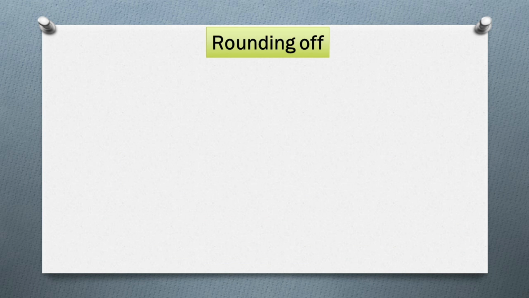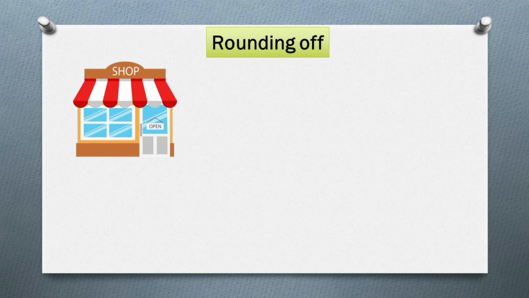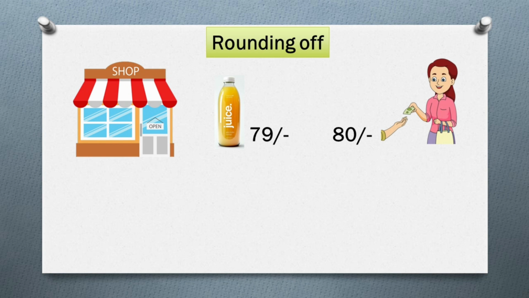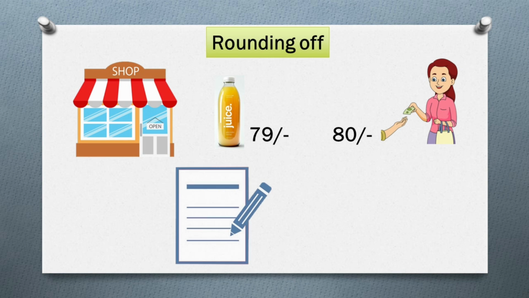The most important concept for estimation is rounding off. Let us understand this. Suppose we go to a shop to buy a bottle of juice. We see that its cost is 79 rupees, but we find it convenient to pay 80 and move on. Or our teacher shares our marks in a test result. In case the marks obtained are 17.5, we usually declare it as 18.